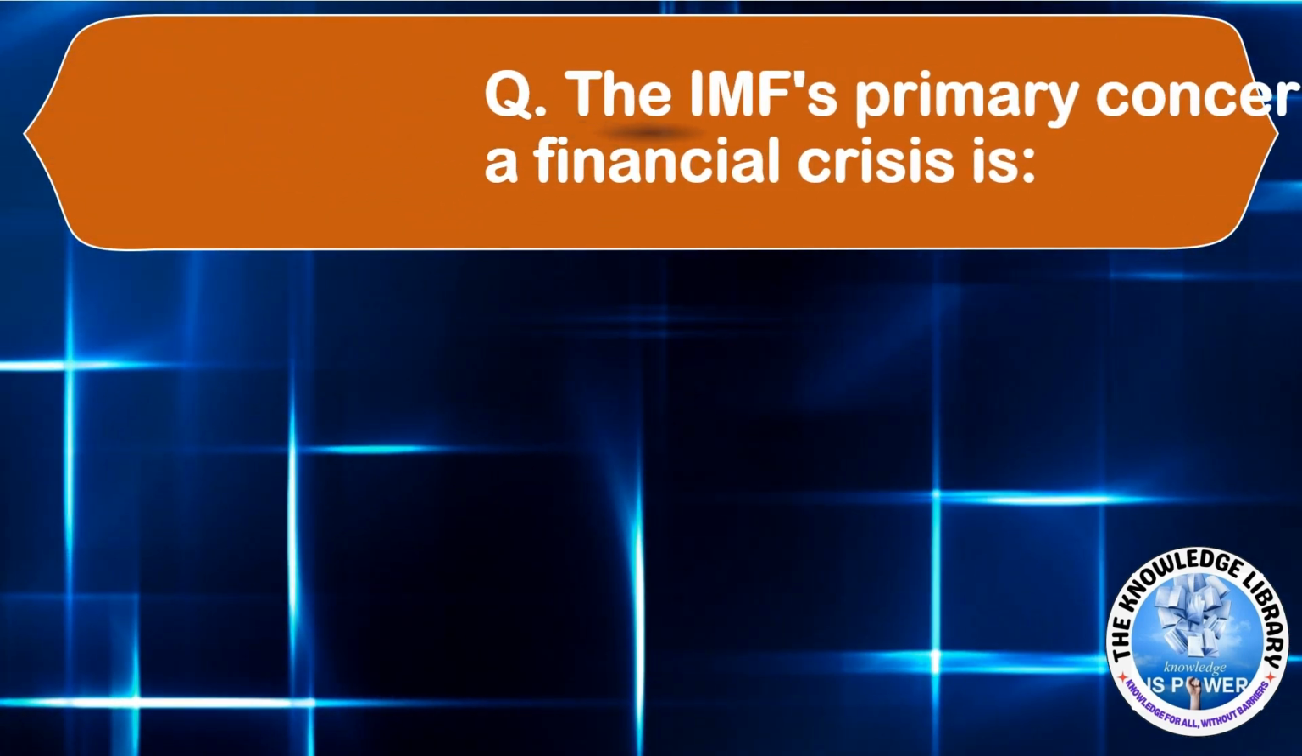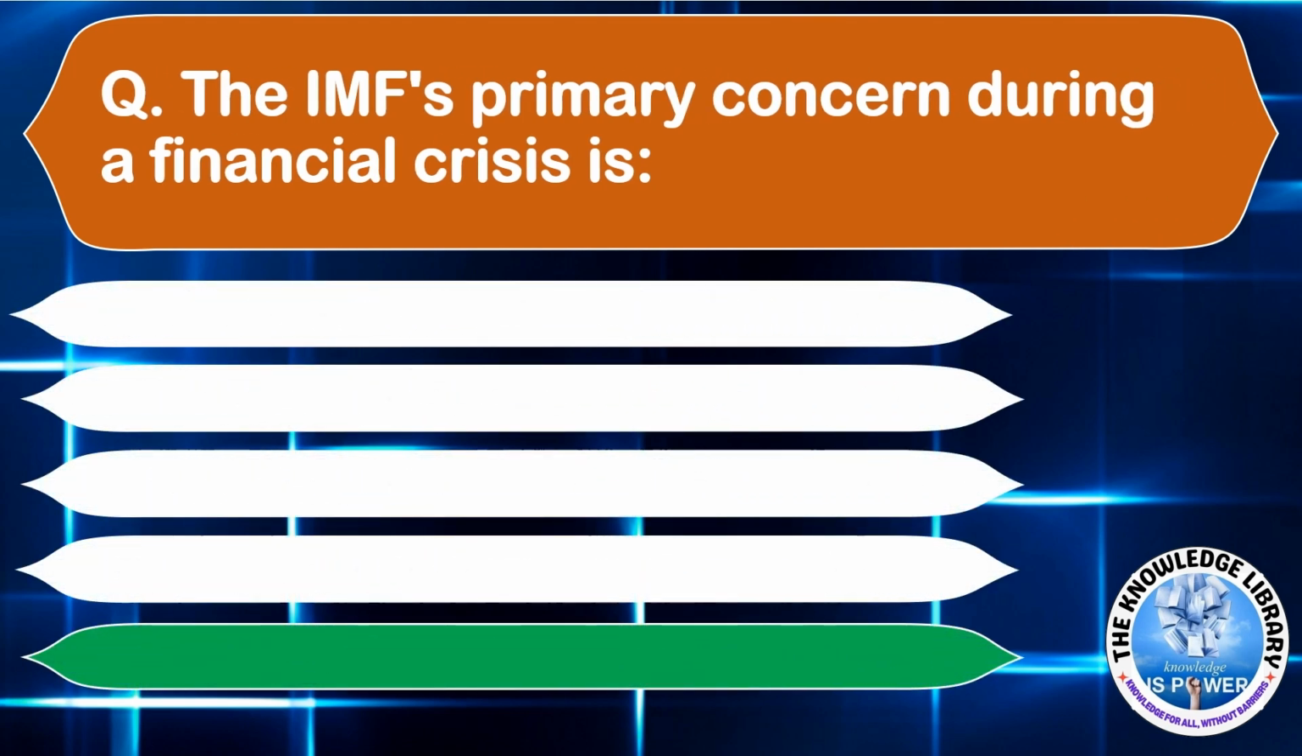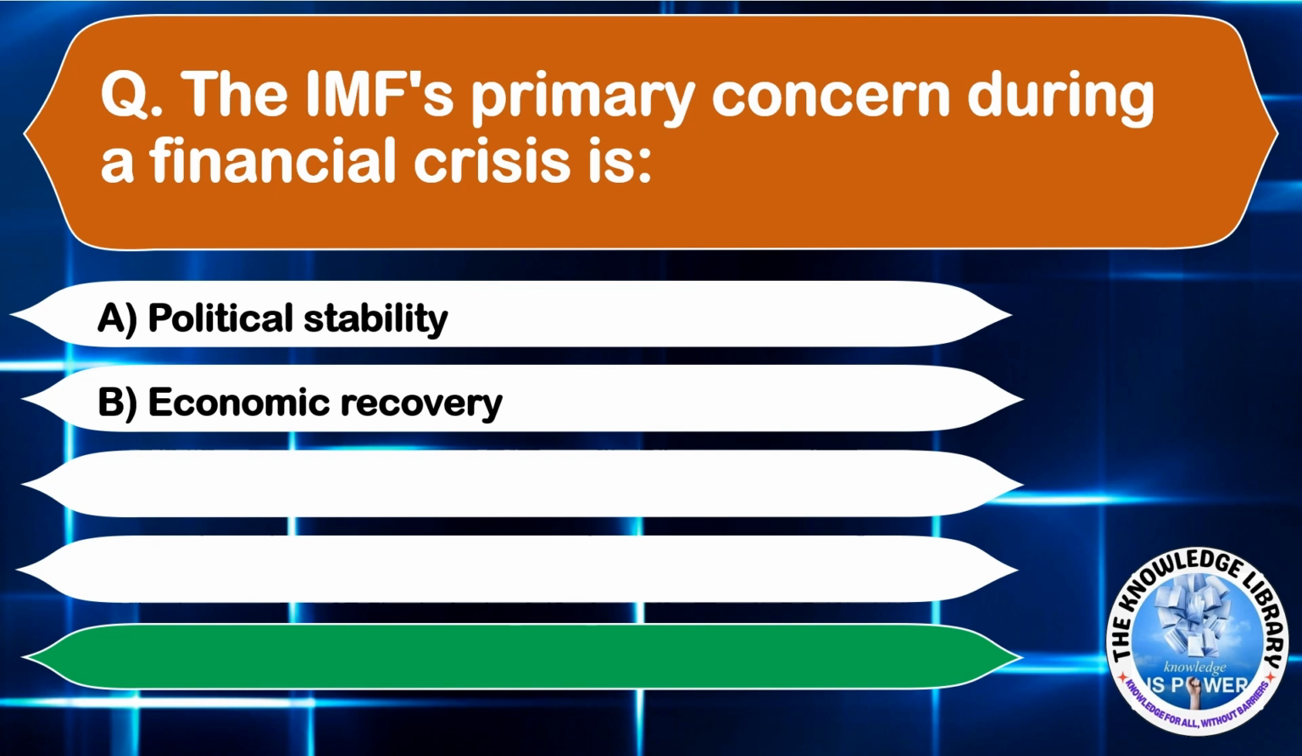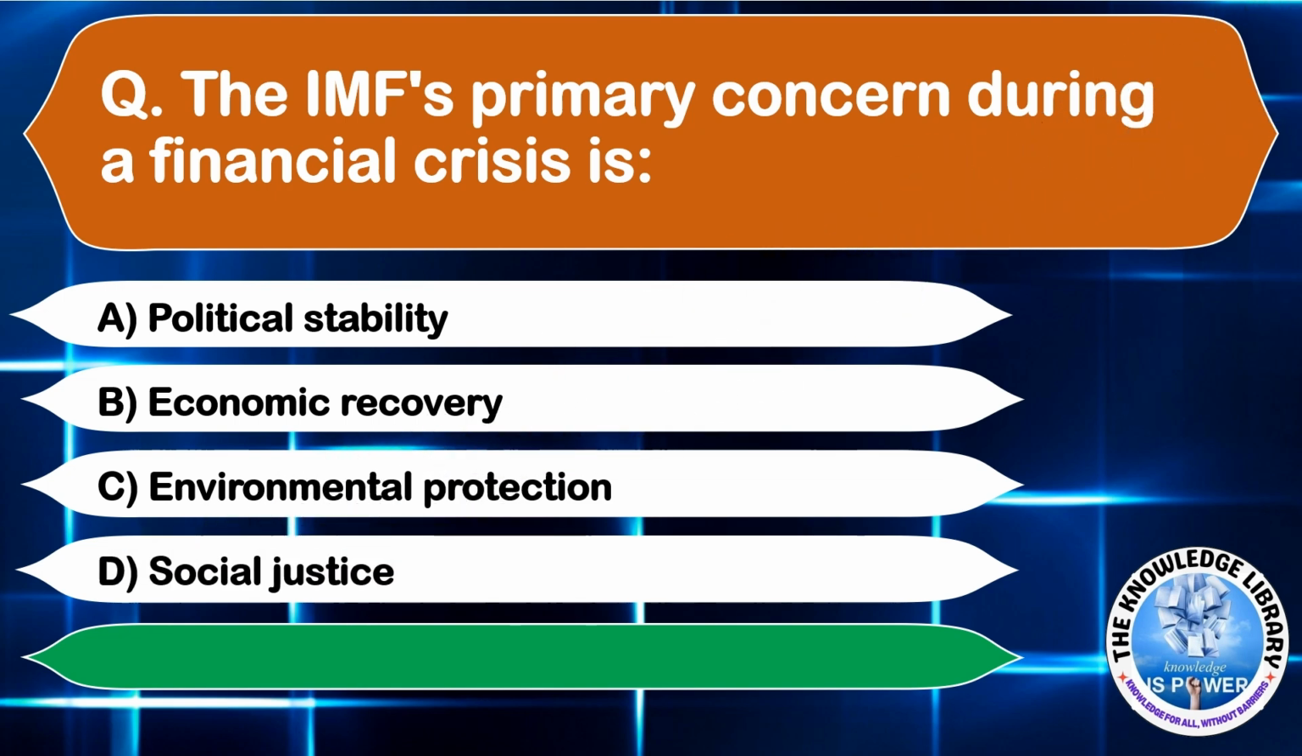Next question is, the IMF's primary concern during a financial crisis is option A, political stability. Option B, economic recovery. Option C, environmental protection. Option D, social justice. Answer is option B, economic recovery.